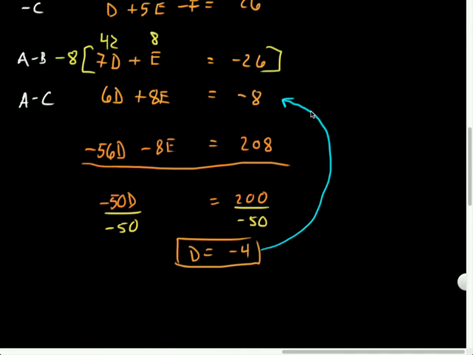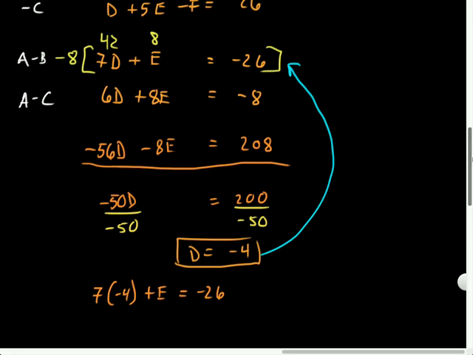Yeah, either this one or this one, because I want to plug it into one where there's only 2 variables, so that I'll be able to solve for the remaining one, right? Actually, that top one looks really good because the e has a +1 coefficient. So let's see, 7 times -4 plus e equals -26.